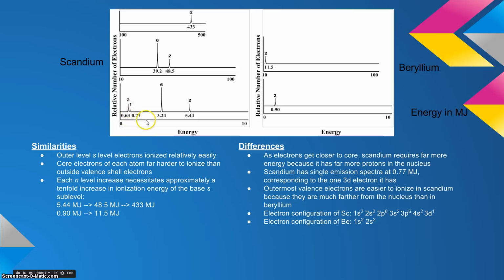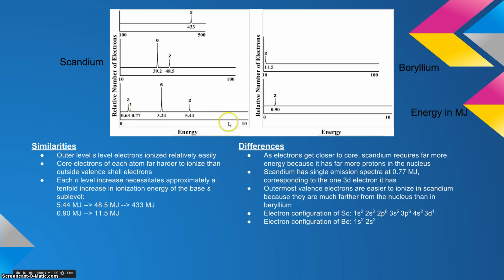And if you notice, the outermost valence electrons in scandium are slightly easier to ionize than the ones in beryllium. This is because in beryllium they're closer to the core, so there's more attraction there for the outermost electrons, even though there are fewer protons. So it requires about 0.9 megajoules of energy, whereas in scandium it's farther away despite having more protons, so it only requires about 0.63 megajoules of energy to ionize.